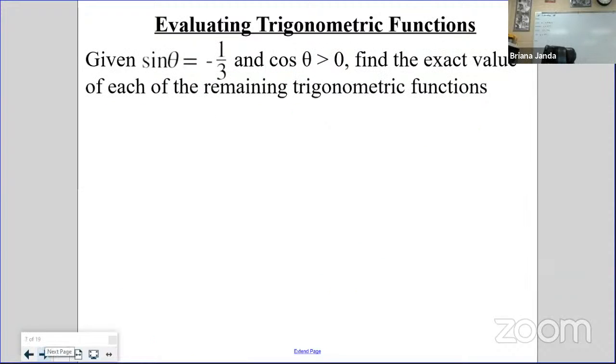Okay, you try one of those. Pick your quadrant, draw your triangle, label it based off of info given.